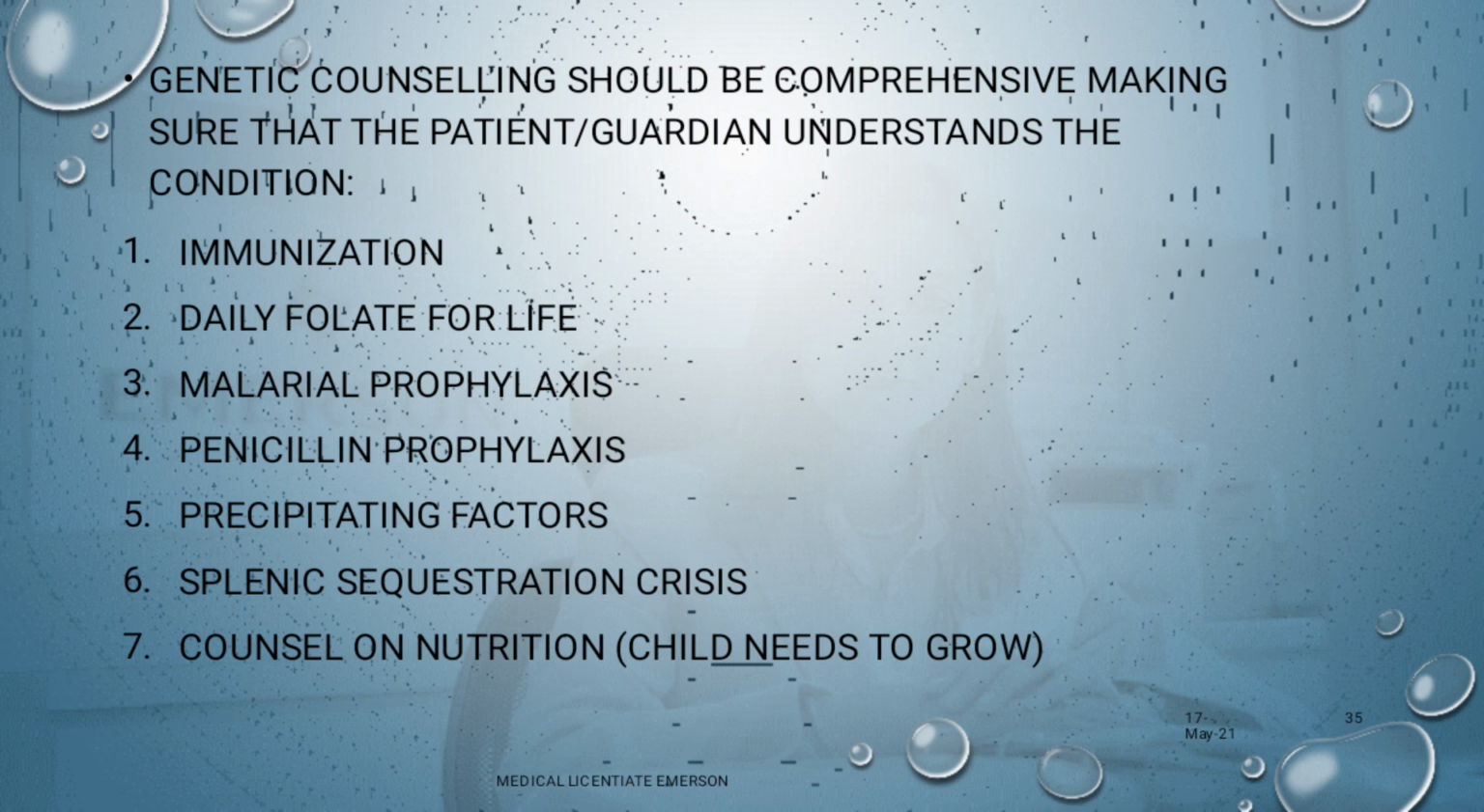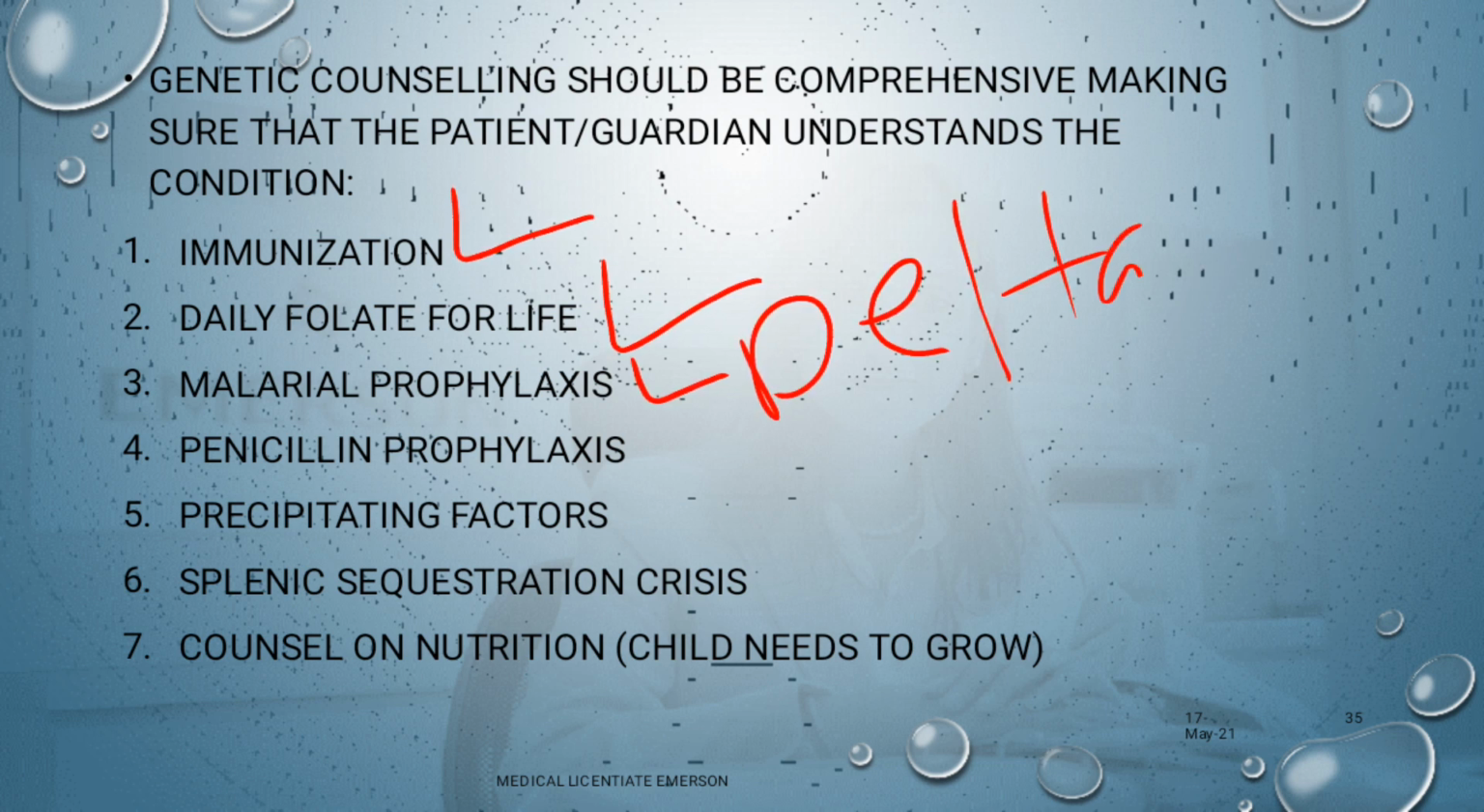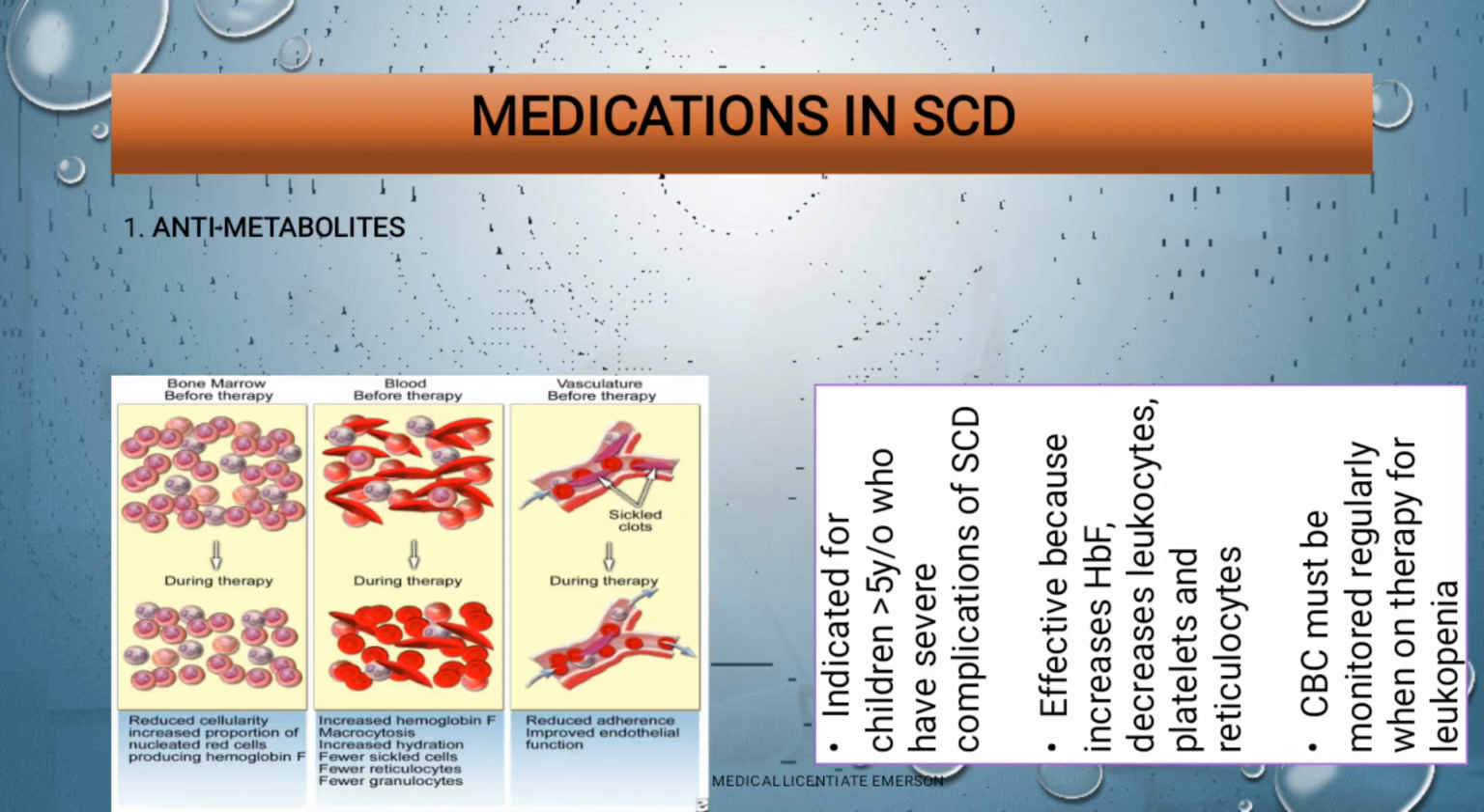So of course the other thing you can do is talk about the immunization, daily folate for life, malaria prophylaxis, which is the Daraprim. Okay, and of course this is not the only one. We have also other malaria prophylaxis, penicillin prophylaxis, and also have to educate them on precipitating factors, educate them on splenic sequestration crisis, and also counsel on nutrition, where of course the child needs to grow as well, so nutrition is a very important support.